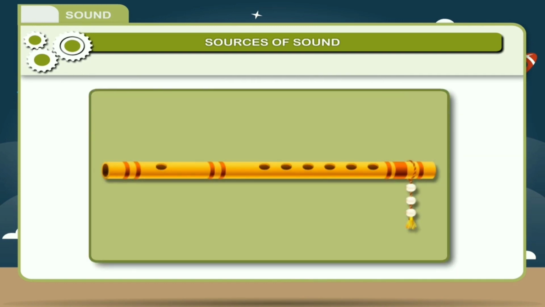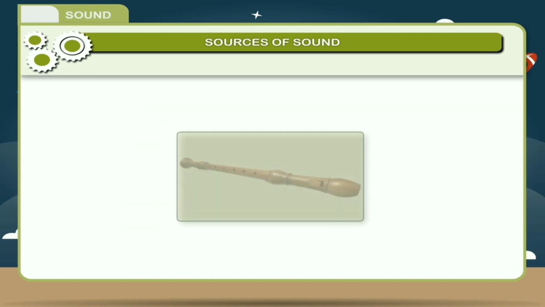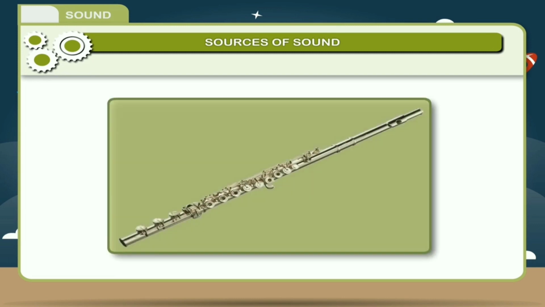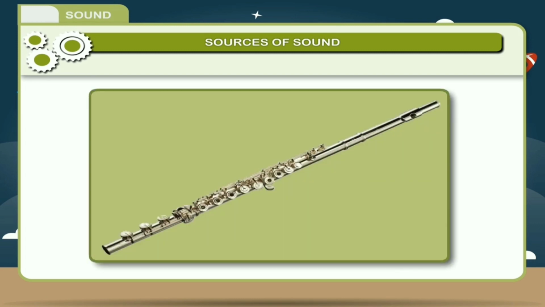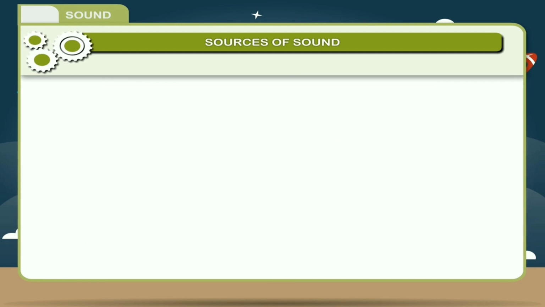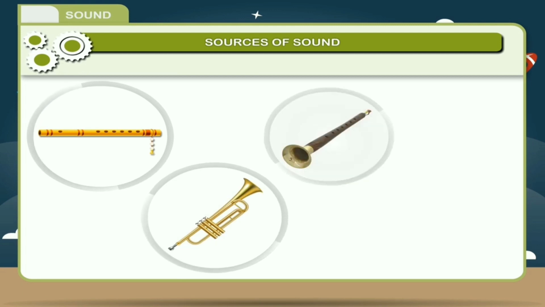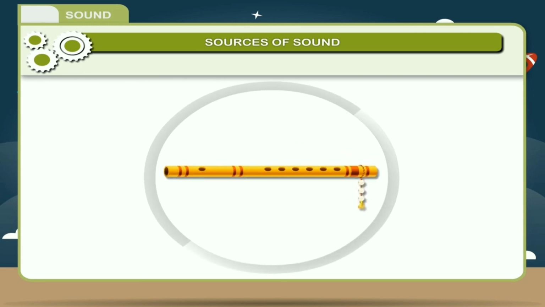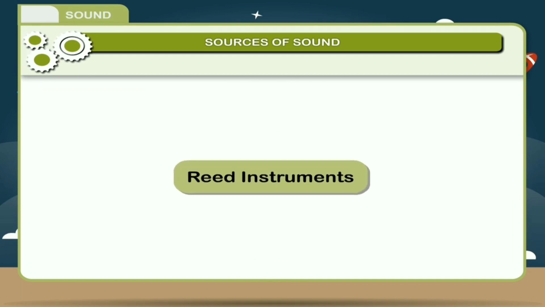These instruments have pipe-like structure having holes at a certain distance. The air column inside the pipe is vibrated when it is blown from one end. In this way, the vibrations are produced and the sound is heard. Example: flute, trumpet, shehnai, and clarinet. Sound produced by a flute is produced by the vibrations of air enclosed in the flute.